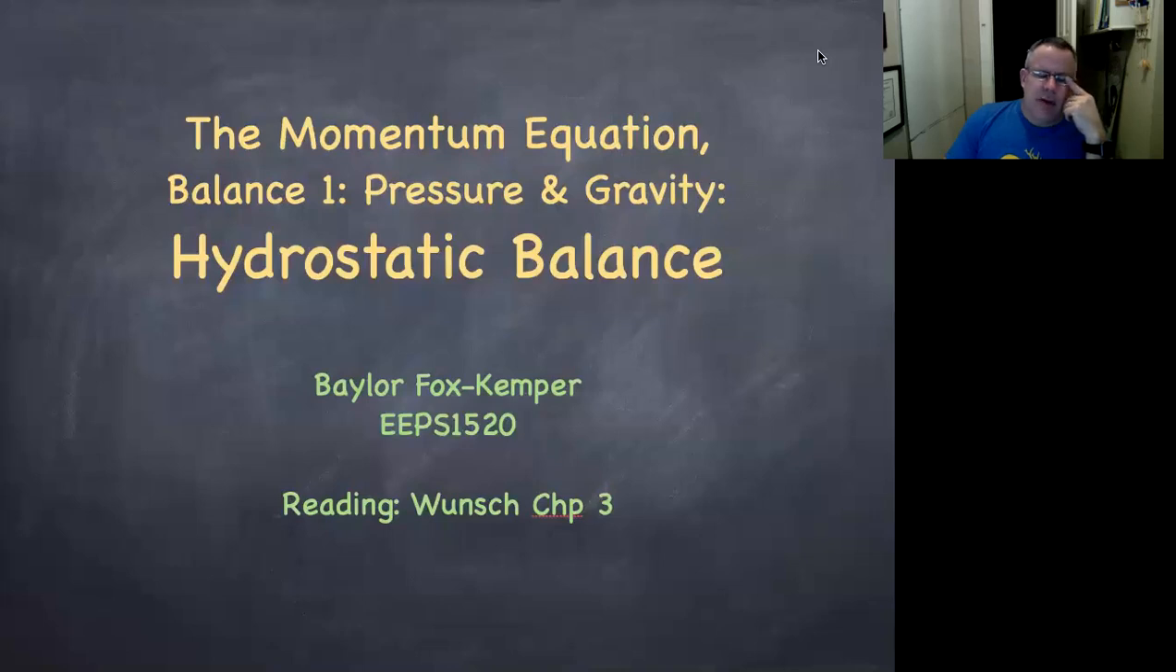Continue talking about our first momentum balance, or momentum budget, which is going to be for the vertical momentum equation, that is, the acceleration in the direction of gravity. And we're going to use it in a steady state balance, that is, when the water's not moving. Unmoving water is hydrostatic conditions. So this is the hydrostatic balance that we're going to talk about. It's going to be a balance between pressure gradient force and gravity.